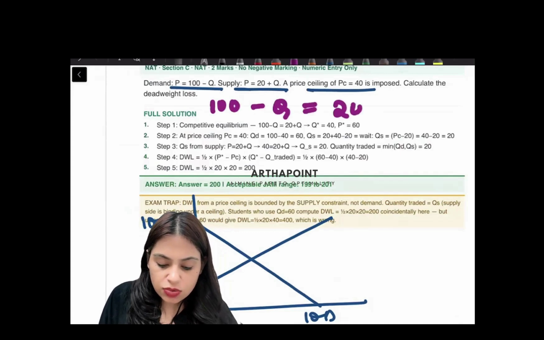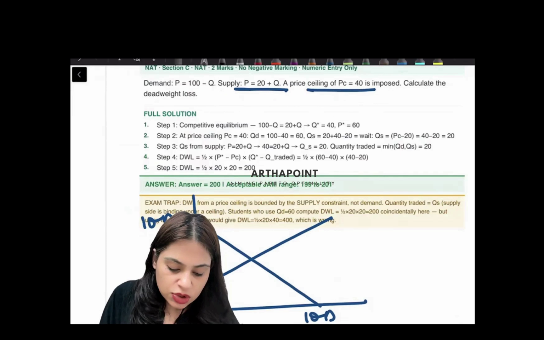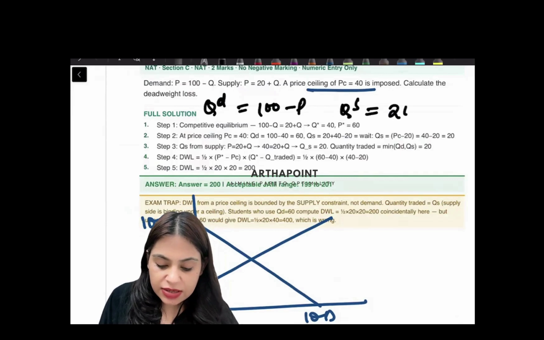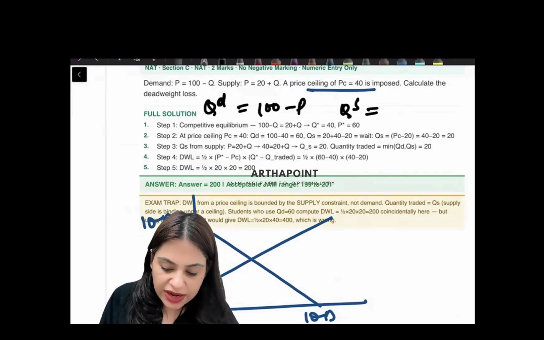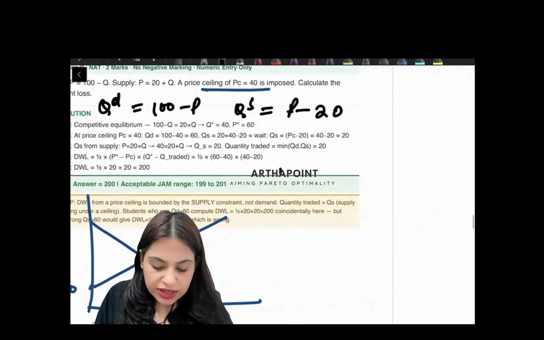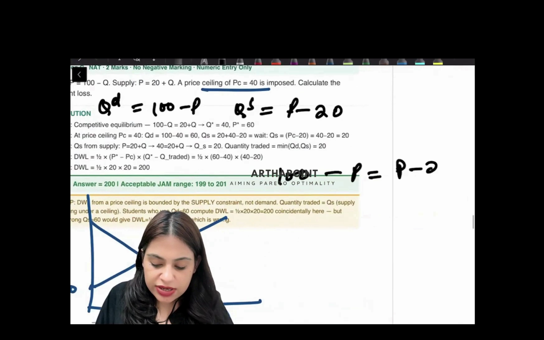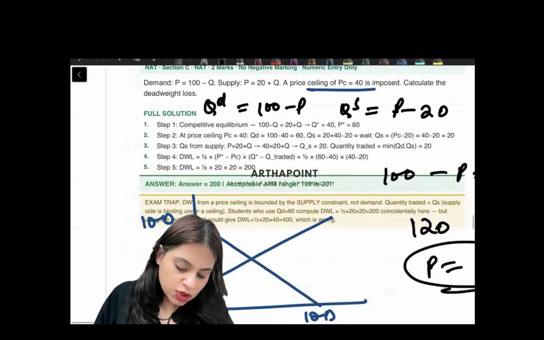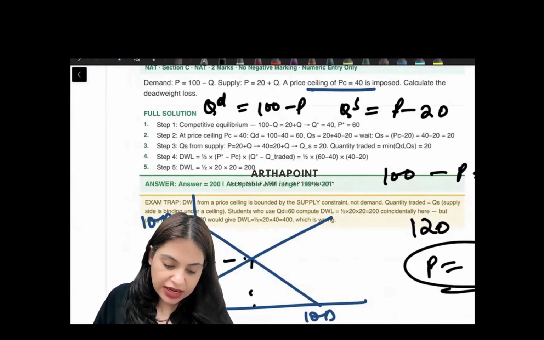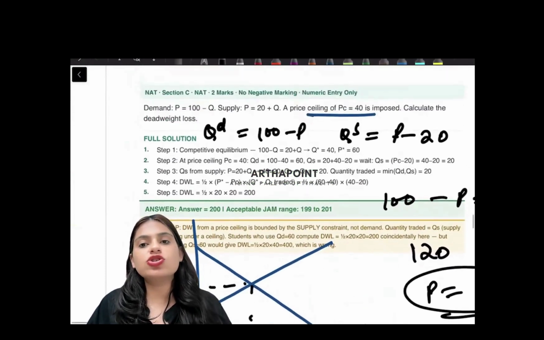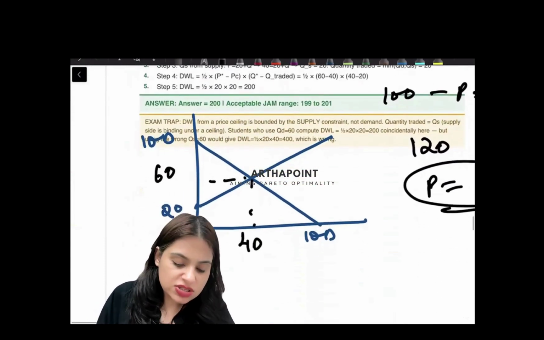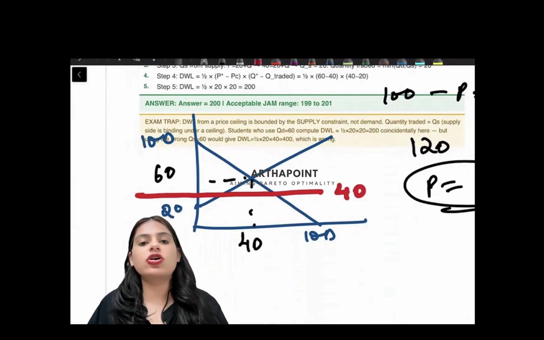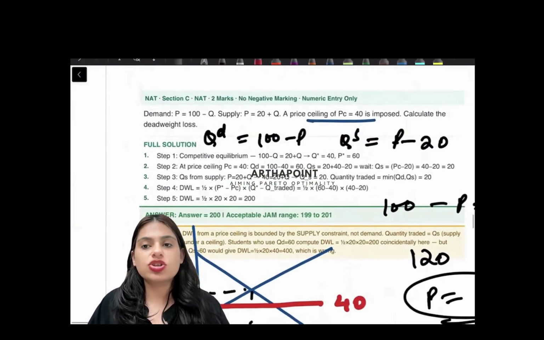Demand equal to supply. So what is the quantity demanded? 100 minus P. Quantity supplied, P minus 20. So quantity demanded equal to quantity supplied. 2P equal to 120. P equal to 60. So currently my equilibrium price is 60 and equilibrium quantity is 40. Now the question is saying there is a price ceiling of 40 which is imposed. You cannot charge a price more than 40. So the question is to find the deadweight loss.